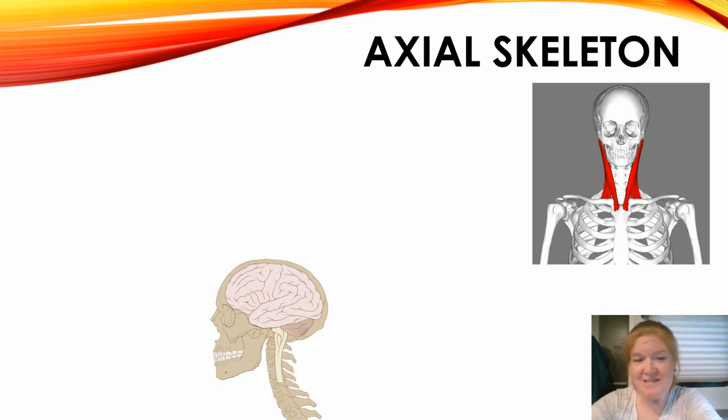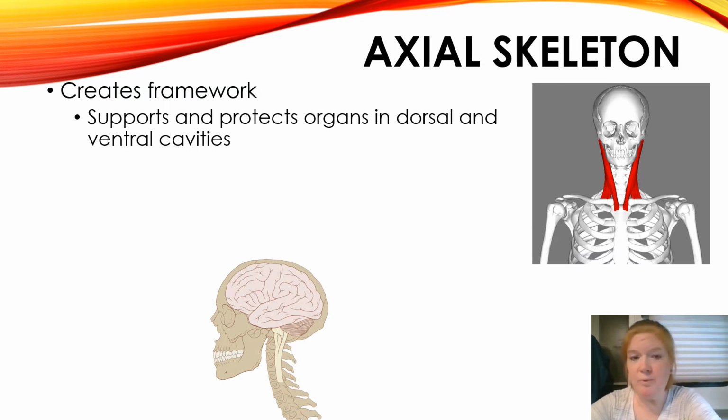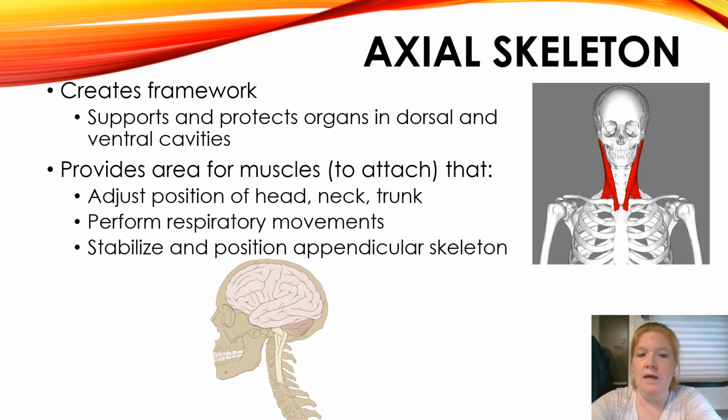Okay, the axial skeleton. It creates a framework. It supports and protects organs in the dorsal and ventral cavities. So specifically for dorsal, the cranial cavity plus the vertebral cavity, and for ventral cavity, specifically the thoracic. It provides areas for muscles to attach to that allow us to adjust our head, our neck, our trunk, perform respiratory movements, so thinking the diaphragm, also to stabilize and position our appendicular skeleton.